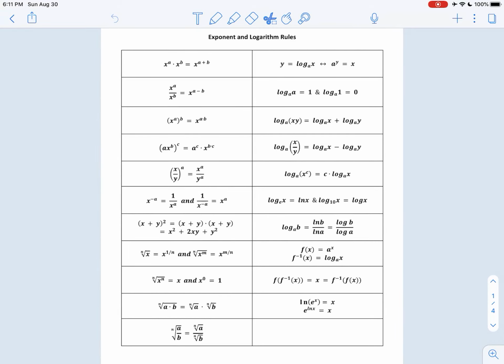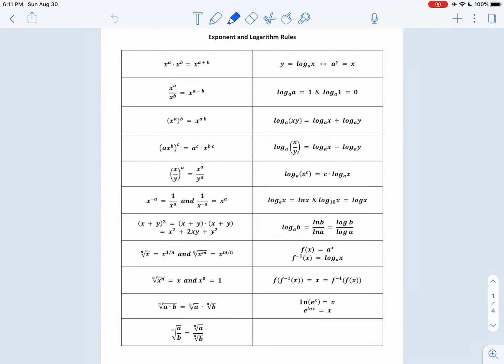Hello, this is a review of exponent and logarithmic rules. This is section 1.4 and 1.5 from James Stewart Calculus Early Transcendentals. Before you see the various exponent and logarithmic rules you should have learned in an intermediate algebra class or a pre-calculus course. So just running down the list, your first ones in the left-hand column are your general exponent rules.